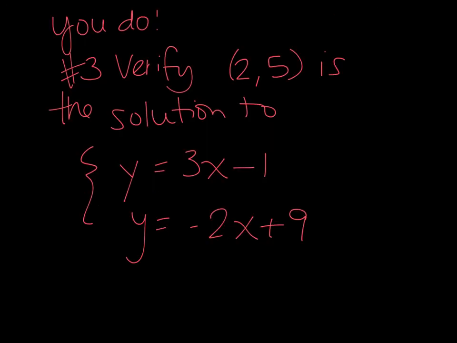Okay, so your last problem, number 3, is to verify that 2, 5 is a solution to those two equations, y equals 3x minus 1 and y equals -2x plus 9. Do the table and algebraically show me that 2, 5 is where those two equations cross.